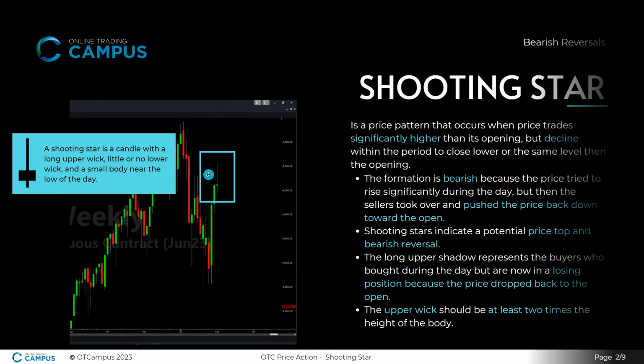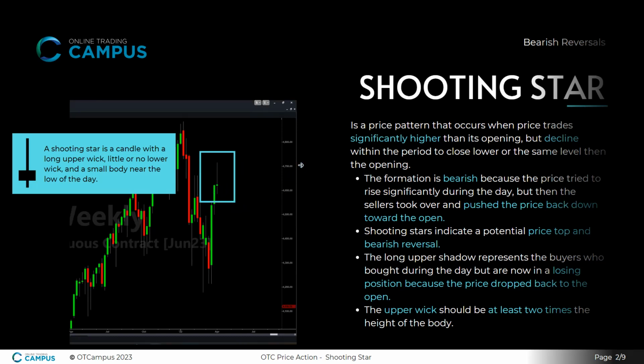Important here, a long upper wick. We need the long upper wick. Why? I will explain this in the next seconds. And then little or no lower wick. It's not necessary that we have a lower wick. If we have one, then it's fine. And a small body near the low of the day, and then it looks like a shooting star, right?